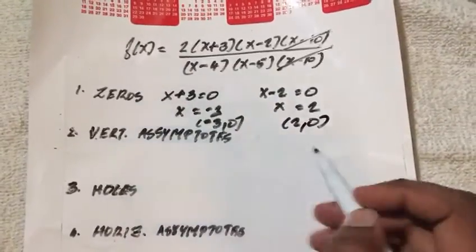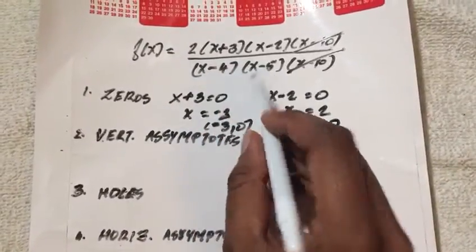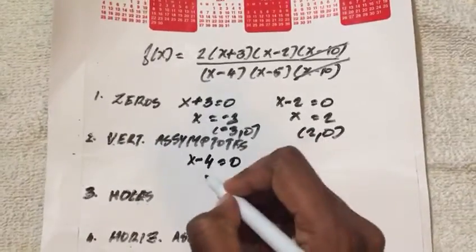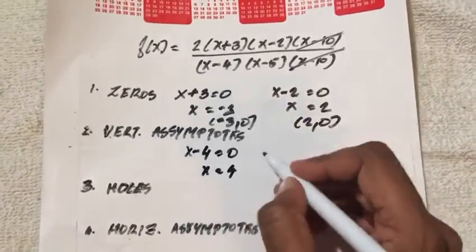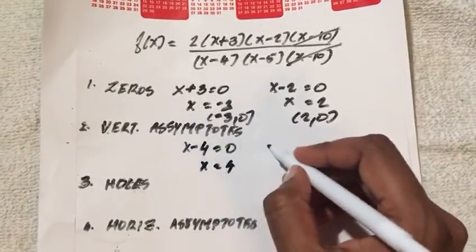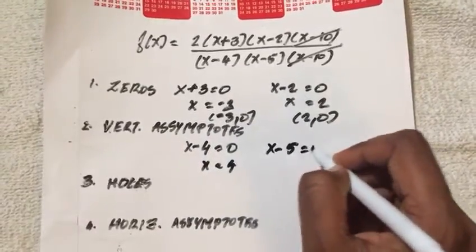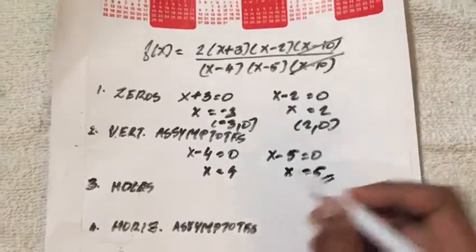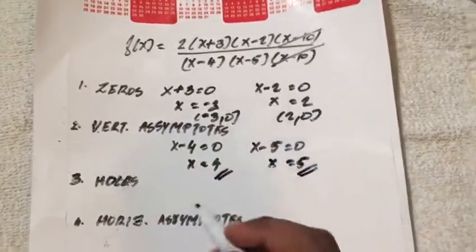To get the vertical asymptotes, you set the denominator to 0. So x − 4 = 0, which means x = 4 is the first vertical asymptote. The second vertical asymptote is obtained by setting the second term to 0, so that is x = 5. So these are our vertical asymptotes.